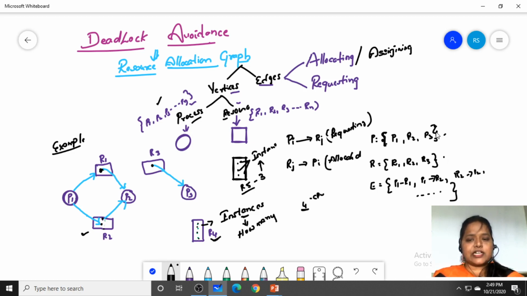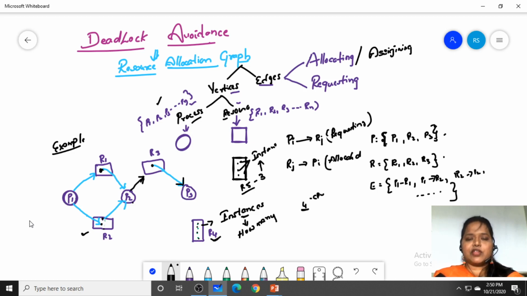What are the set of processes in the sense? P1, P2, P3. What are the set of resources? R1, R2, R3. What are the set of edges? P1 to R1 and P1 to R2, R2 to P2, and suppose P2 is requesting again for R3, R3 to P3, and R3 requesting for is allocated to P3. So like this, what are the edges we have? All the edges we have to write in the edges matrix.